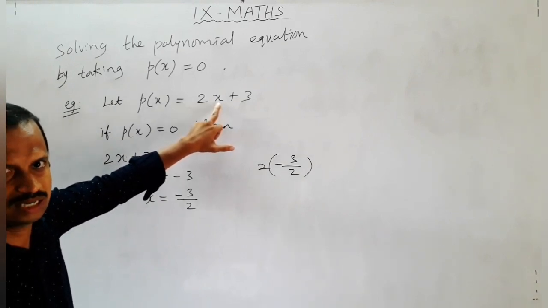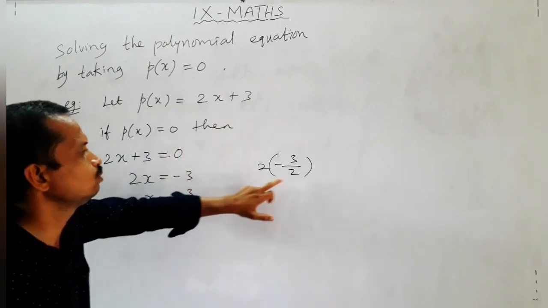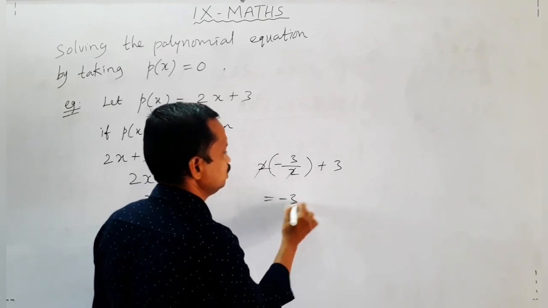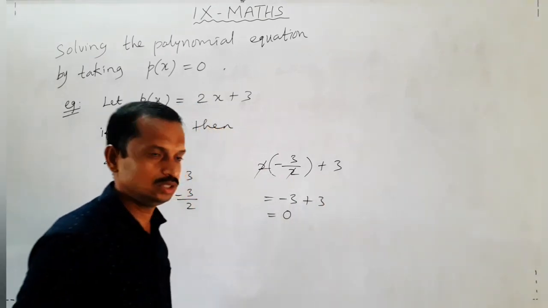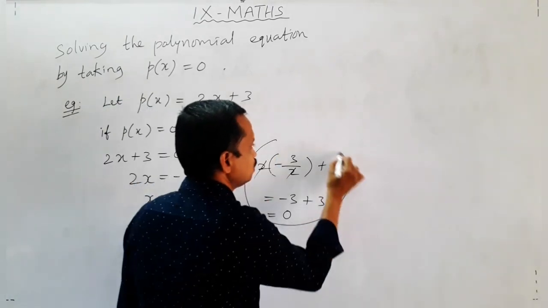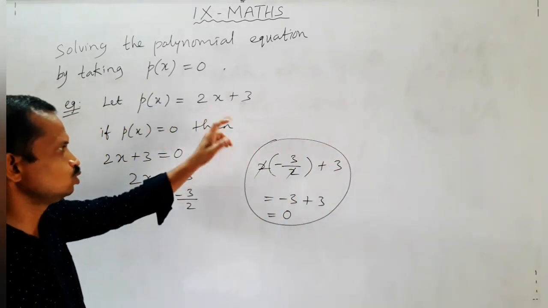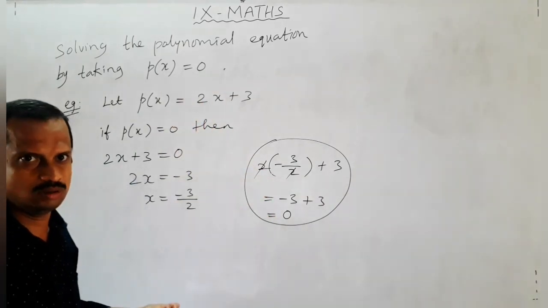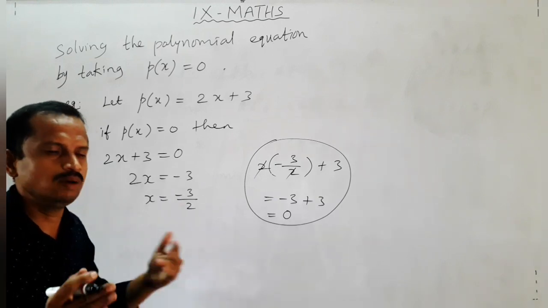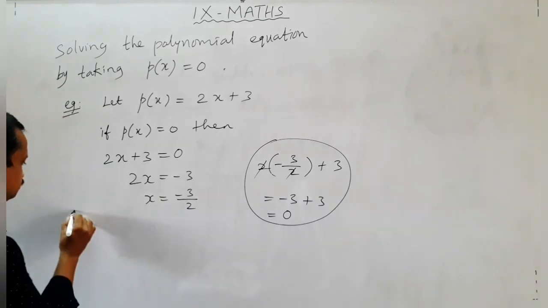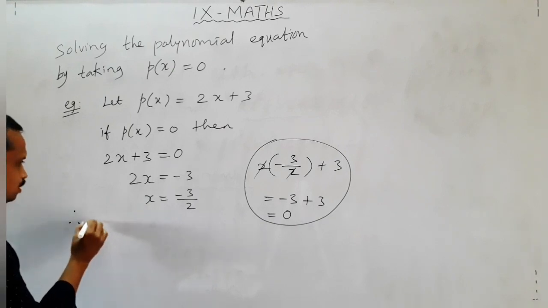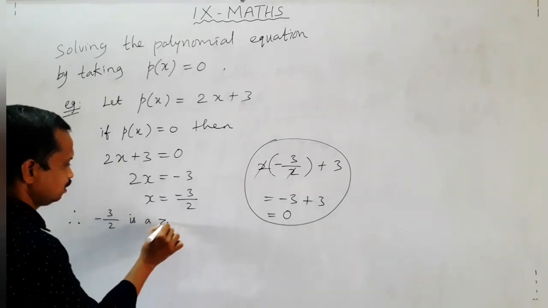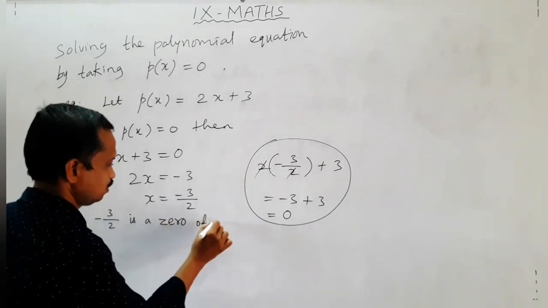Clear? For x, put minus 3 by 2. 2 into minus 3 by 2 plus 3. What happens? Cancel. Then you get minus 3 plus 3, which is nothing but 0. So what it says, when we substitute minus 3 by 2 for x, the value of the polynomial becomes 0. Therefore, minus 3 by 2 is nothing but a 0 of the polynomial p of x. So therefore, you can say minus 3 by 2 is a 0 of p of x.